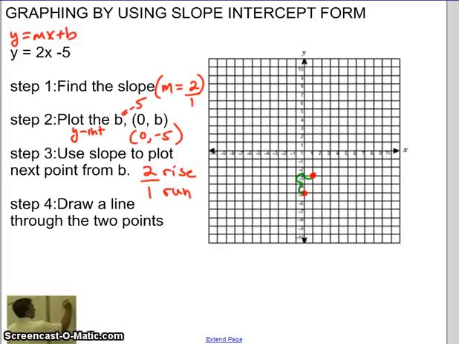Step 4, draw a line through the 2 points. We have our 2 points, and that's all we need to make a line, so we draw a line through the 2 points. That's the graph of our equation y equals 2x minus 5.